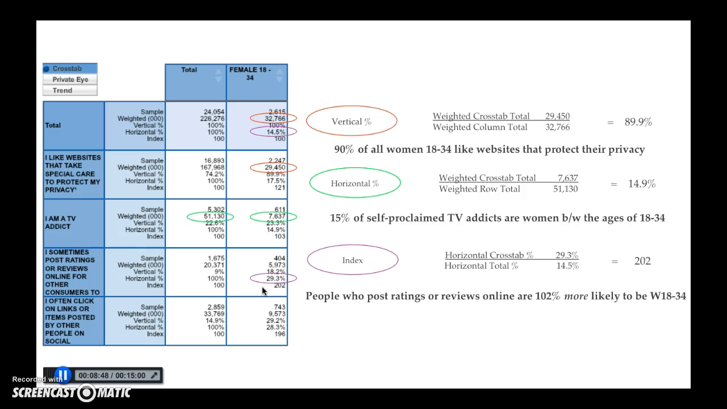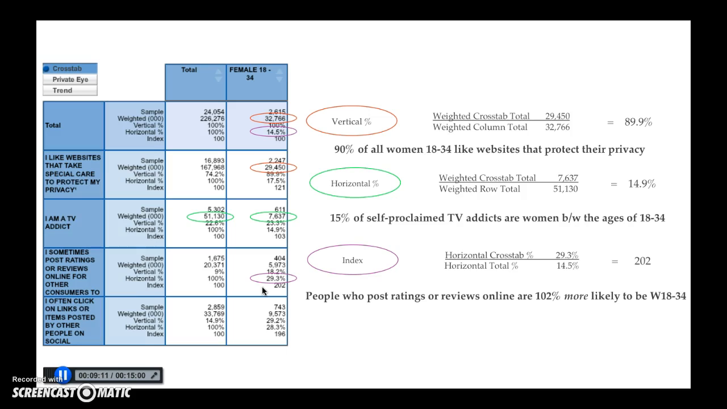We learned earlier that women 18 to 34 are 14.5% of the total population. If 29% of the people who are posting reviews are within that age group, that means they are twice as likely to post a review than the average person. So overall, if I target my young women, I can be confident that they are more likely to advocate for my brand than the average person.